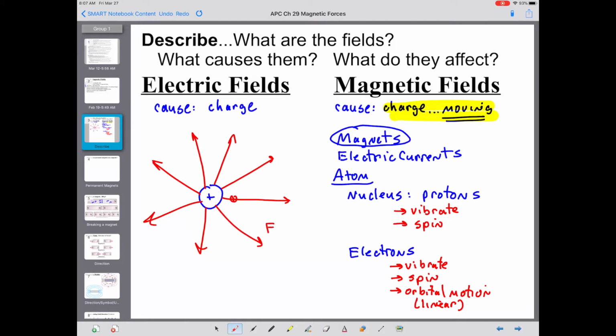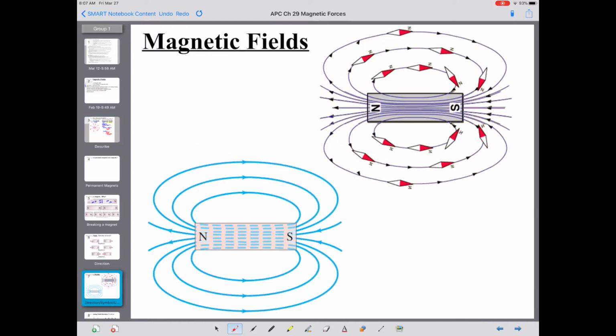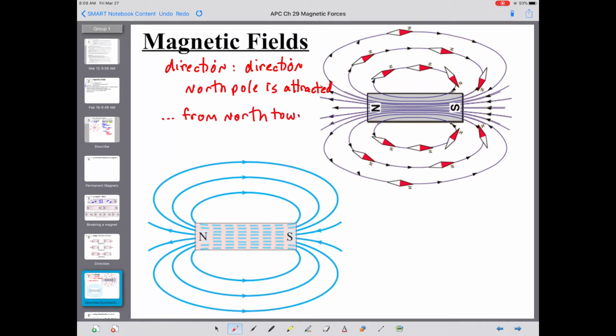An electric field would look like that. A magnetic field also has a direction. Here are some pictures of what a magnetic field looks like. Instead of using a positive charge, we denote the direction of a magnetic field as the direction a north pole is attracted. So that basically means from north towards south.